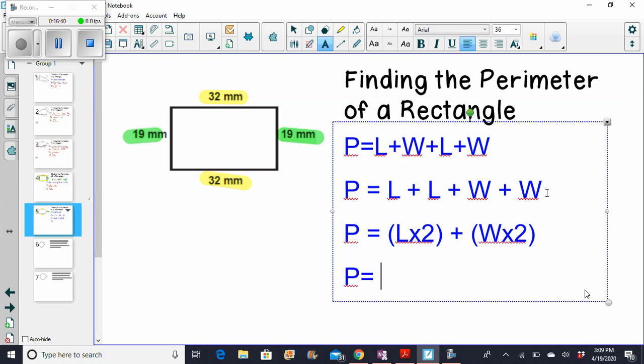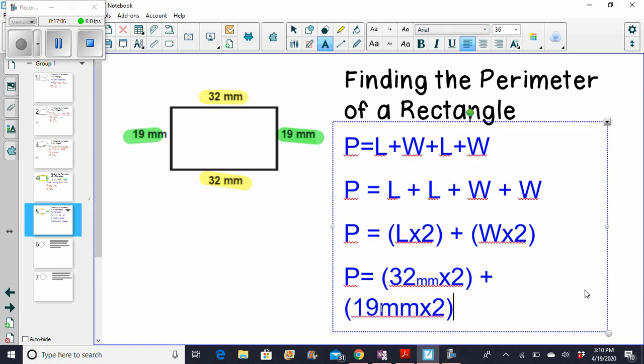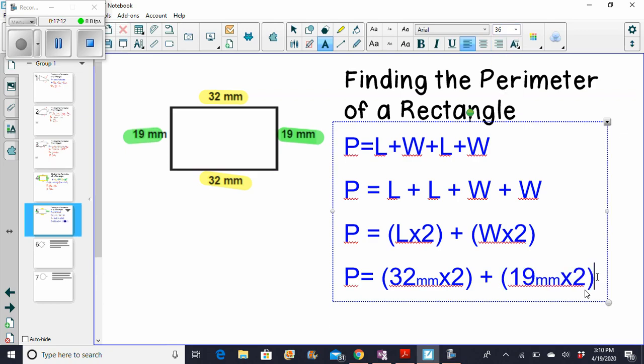So perimeter equals 32 millimeters times 2. Oops, times 2. There we go. Those two M's are giant, so let's make this a little bit smaller. Plus our width, which is 19 millimeters times 2. Again, I'll make these millimeters smaller. So right now on your slate, I want you to do this multiplication. You need to do 32 times 2, and then you need to do 19 times 2. I'll give you a moment to do that over on the side.